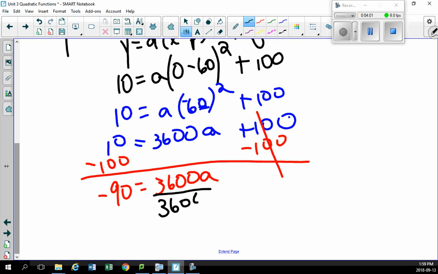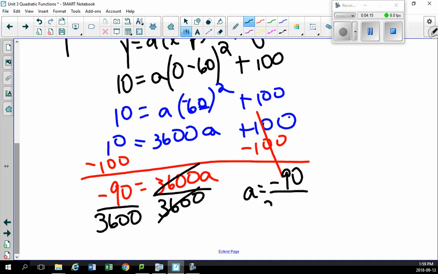For some people, this might be tough and they'd have to pull out their calculators. But here's the nice thing. If you're smart and you actually think like fractions, this is an easy one to figure out. This is negative 90 over 3600. Now, here's how to figure this out. It's really super simple. Zeros cancel, of course, leaving you with negative 9 over 360.